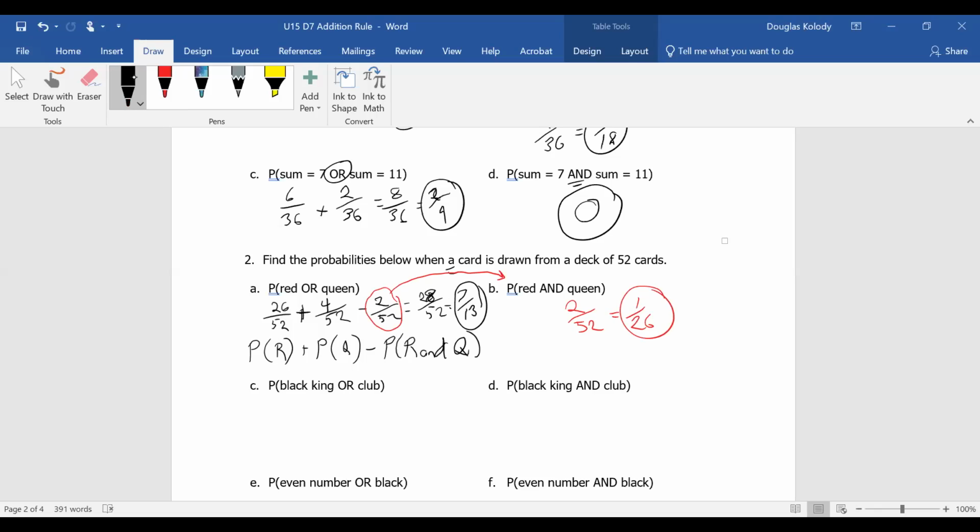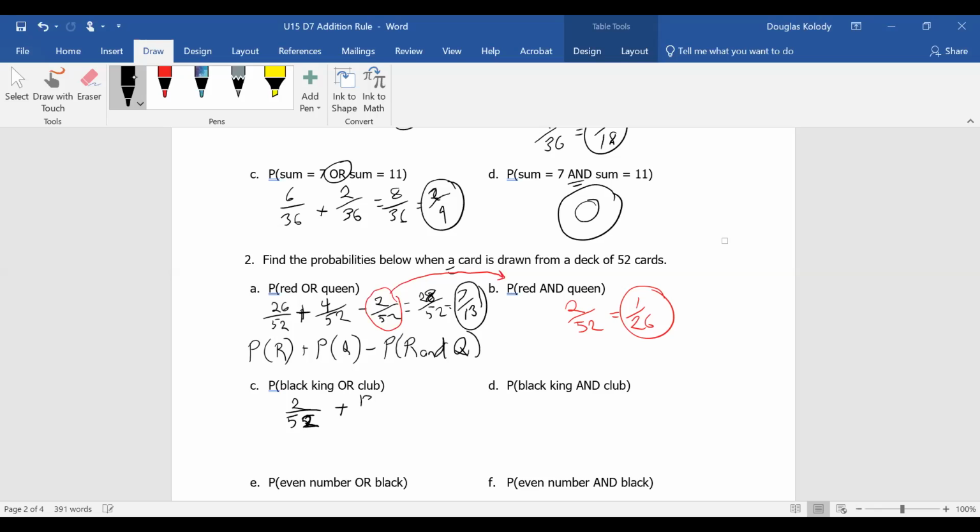How about a black king or a club? How many black kings are there? There's the king of clubs and the king of spades. So that's two cards out of 52. Or means plus. How many clubs are in the deck of cards?